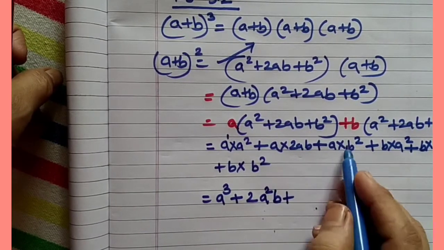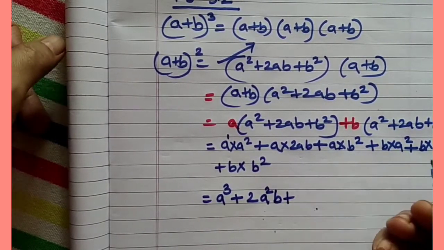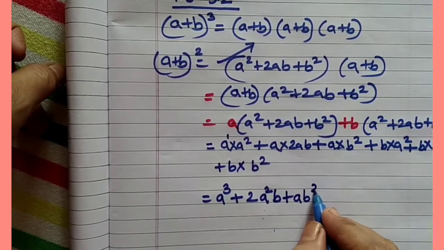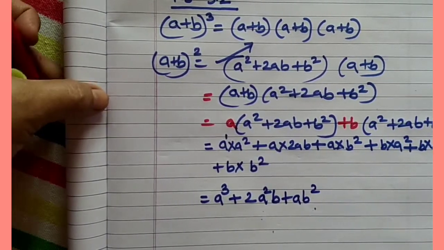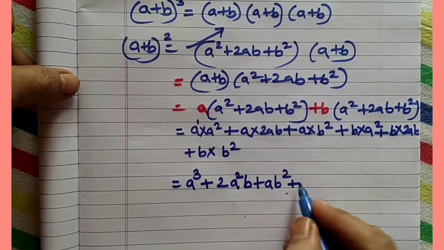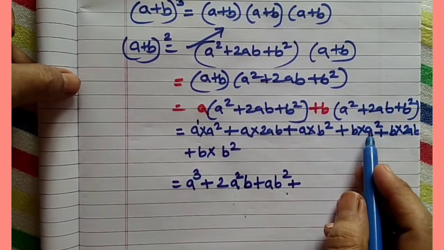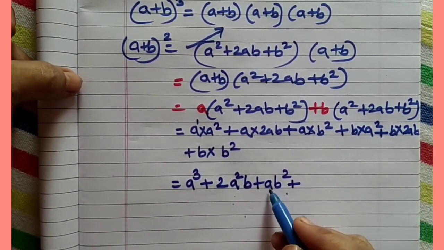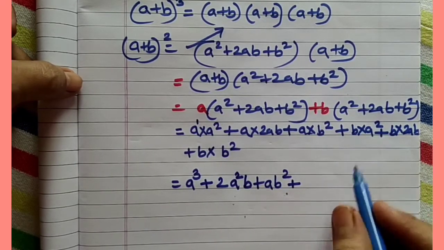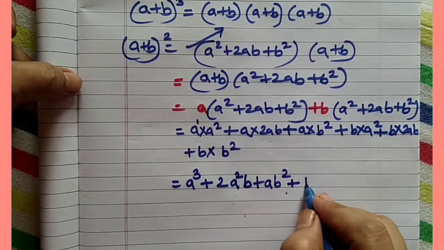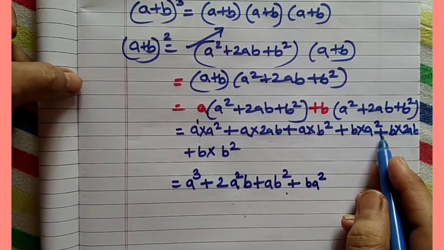Now plus, here there is nothing common. This is a, this is b, so we have to write them separately. It will remain as ab^2. Then plus, now this is b into a^2. See here, it is a into b^2, and here it is b into a^2. So here it will be ba^2.